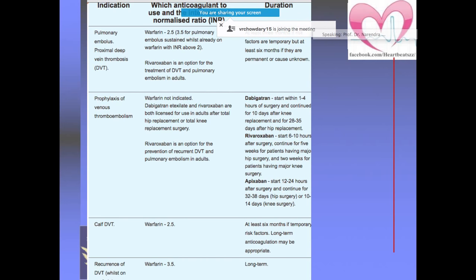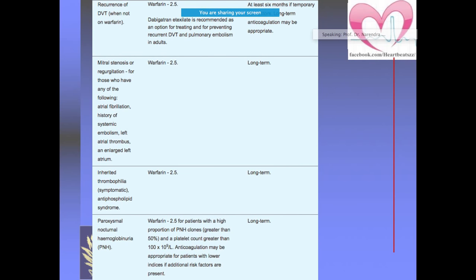Similarly, rivaroxaban has to be started within 6 hours, and continued for up to 5 weeks. And for apixaban, almost a similar number of days. And when someone has had a recurrence of deep vein thrombosis, you have to increase the INR of warfarin, which will go up to 3.5, and the duration is going to be possibly lifelong.